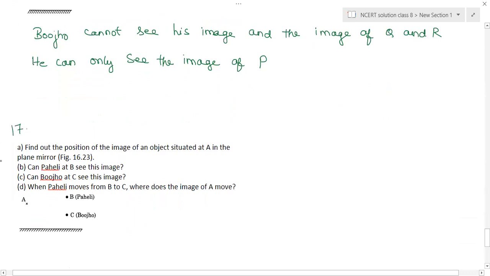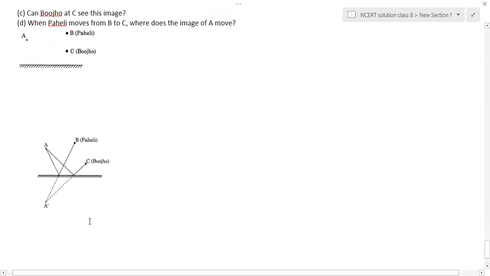Find out the position of the image of an object situated at A in the plane mirror. Can Paheli at B see this image? So your answer is yes, Paheli at B can see its image. The ray diagram that you draw would look something like this. So yes, Paheli can see the image.